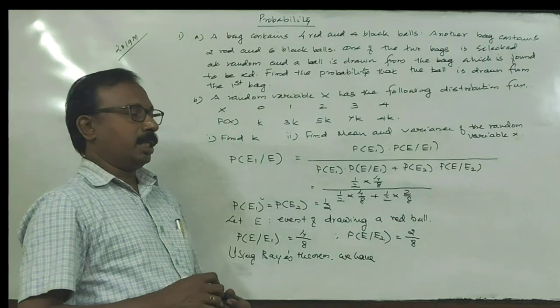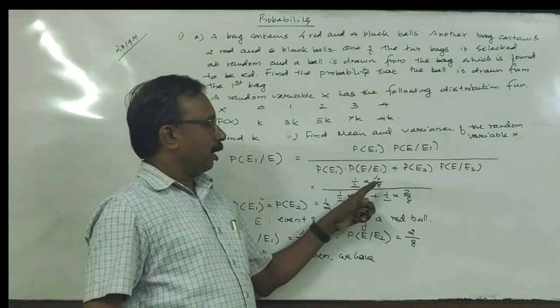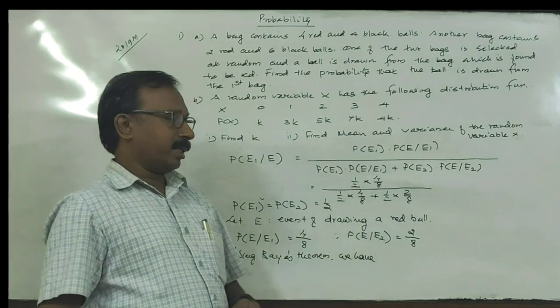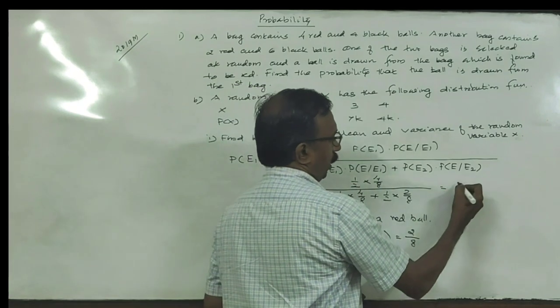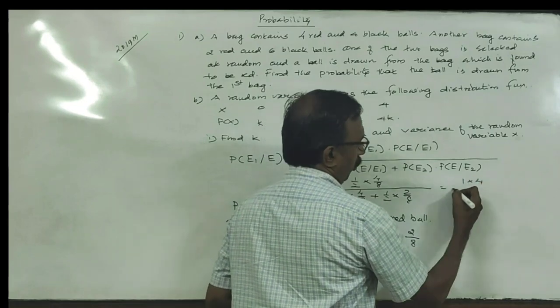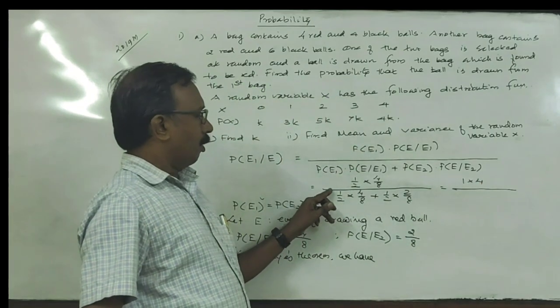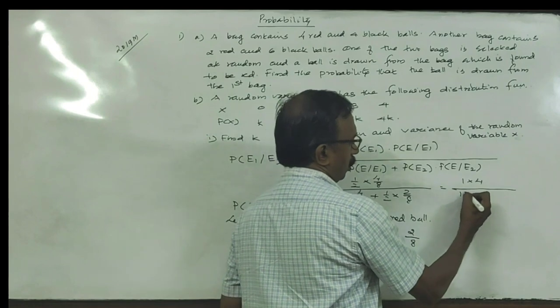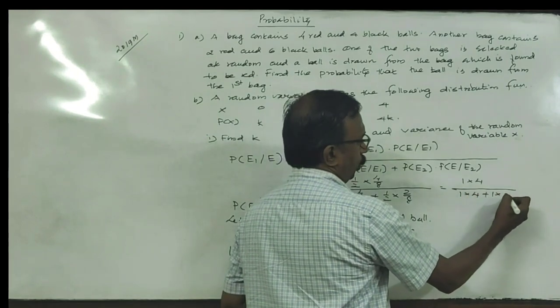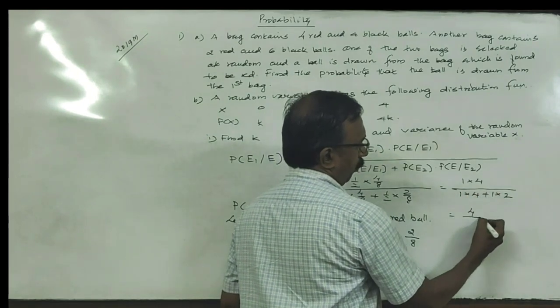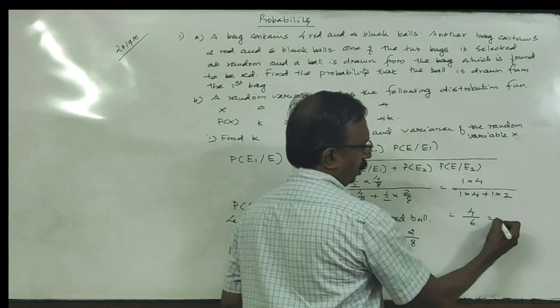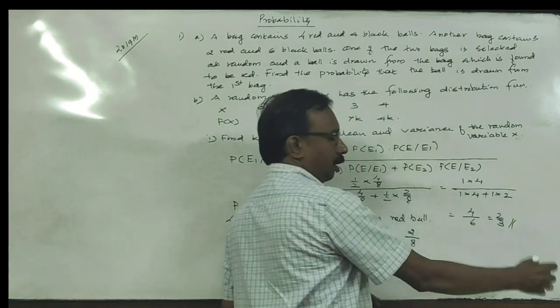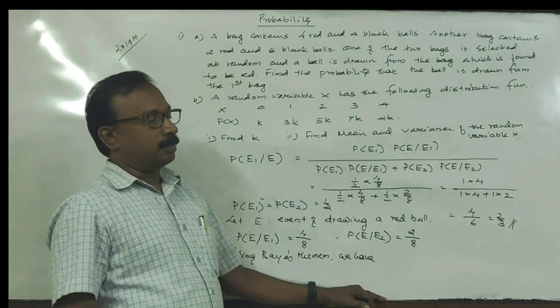2/8. Here we can eliminate the 2 into 8 on both numerator and denominator. So we get 1 into 4 divided by 1 into 4 plus 1 into 2. So 4 divided by 4 plus 2, which is 6. 2/3 is the required probability, isn't it?